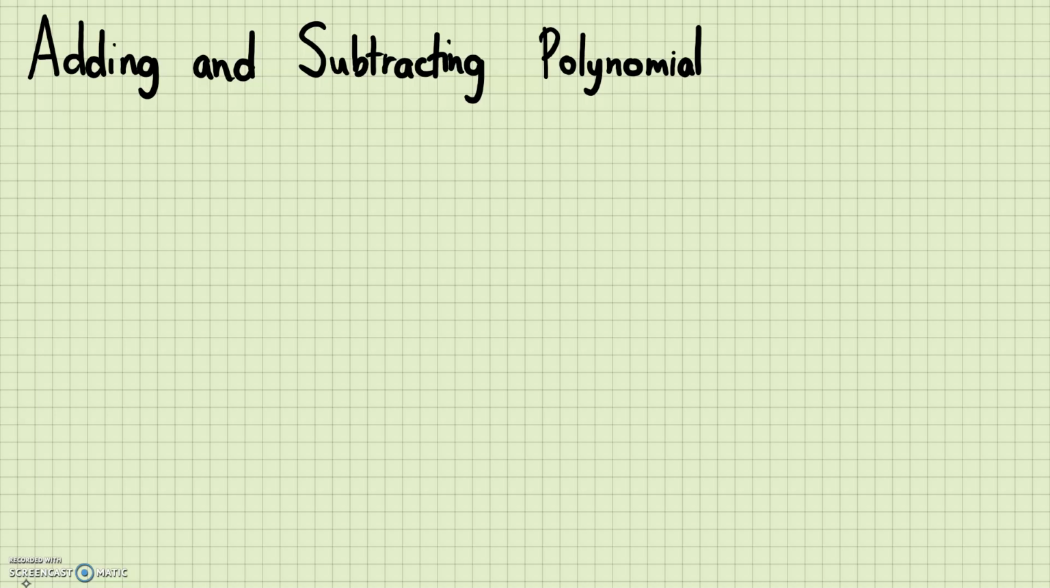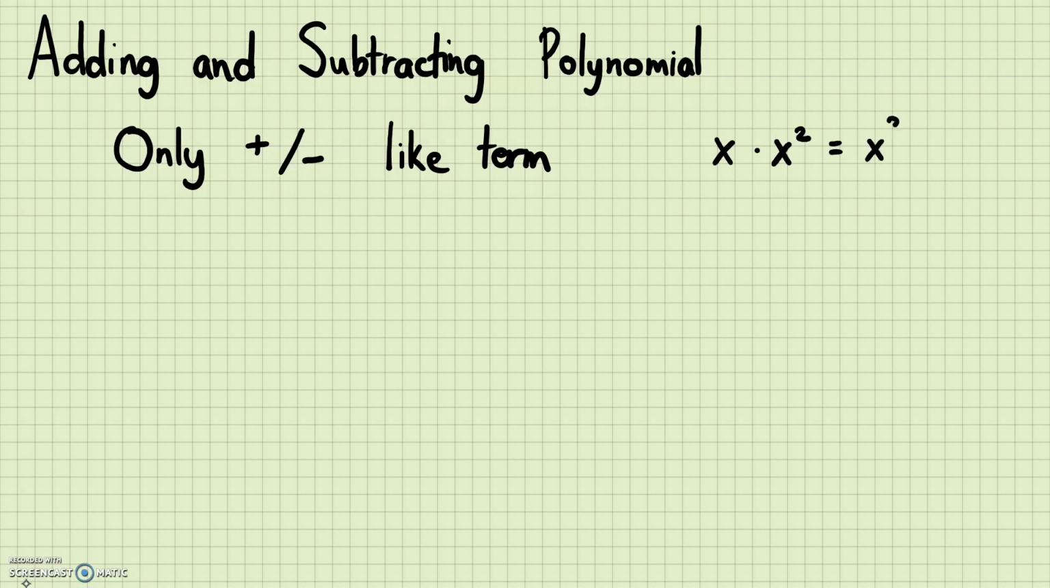For polynomials, you can only add or subtract like terms. So in fraction terms, this is like having the same denominator. So remember, we could do x times x squared, and that equaled x cubed. Well, we can't do x plus x squared. And the reason is that they are not like terms.